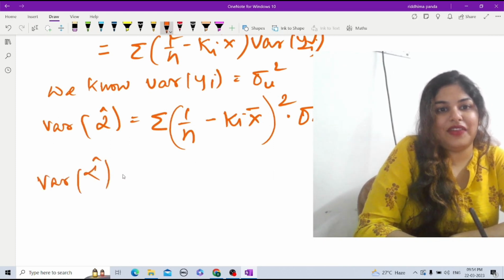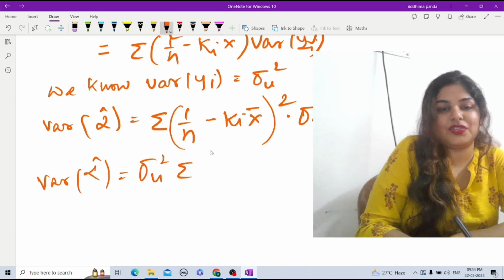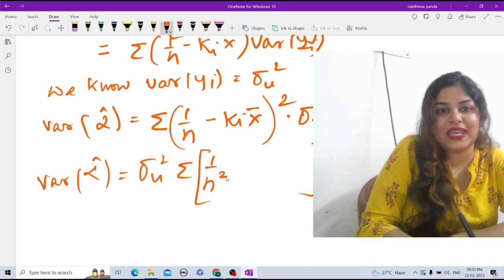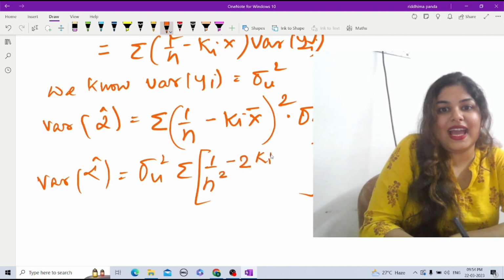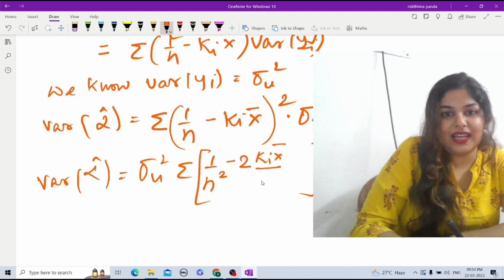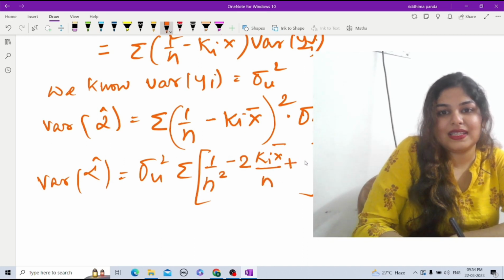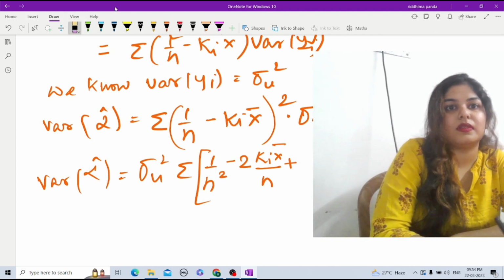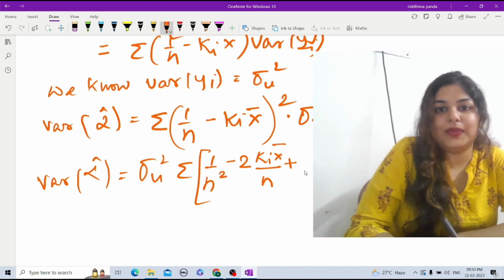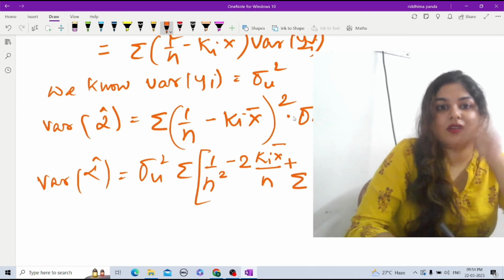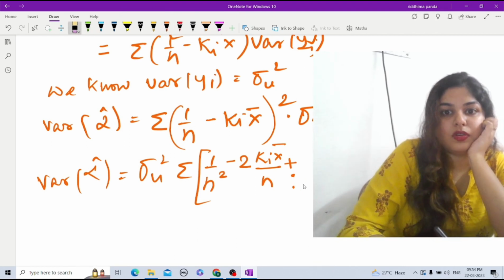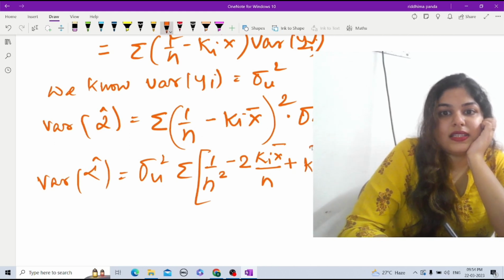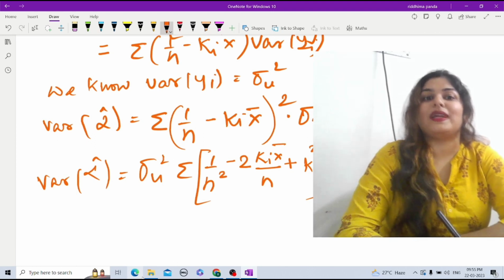Again, variance of alpha hat is equals to sigma u square summation. Now this is a whole square formula. Let us expand it using a minus b whole square. So this is 1 by n square minus 2 ki x bar by n plus, no, we are not adding summation now, so just the b square, that is plus ki square x bar square. Yes, so this is the expanded term, right?